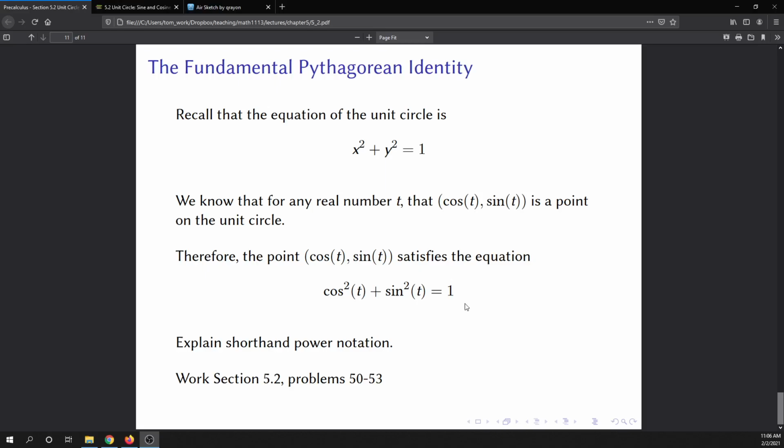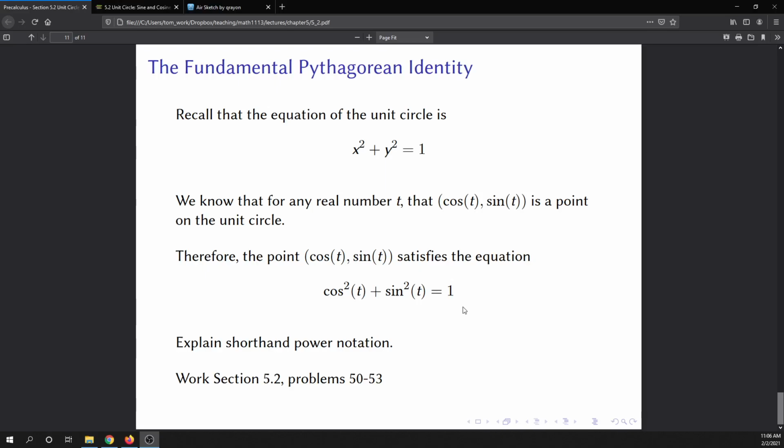Again, the reason is that the ordered pair cosine t, sine t is a point on the unit circle, so it has to satisfy the equation of the unit circle. This is the fundamental Pythagorean identity: cosine squared t plus sine squared t equals 1.